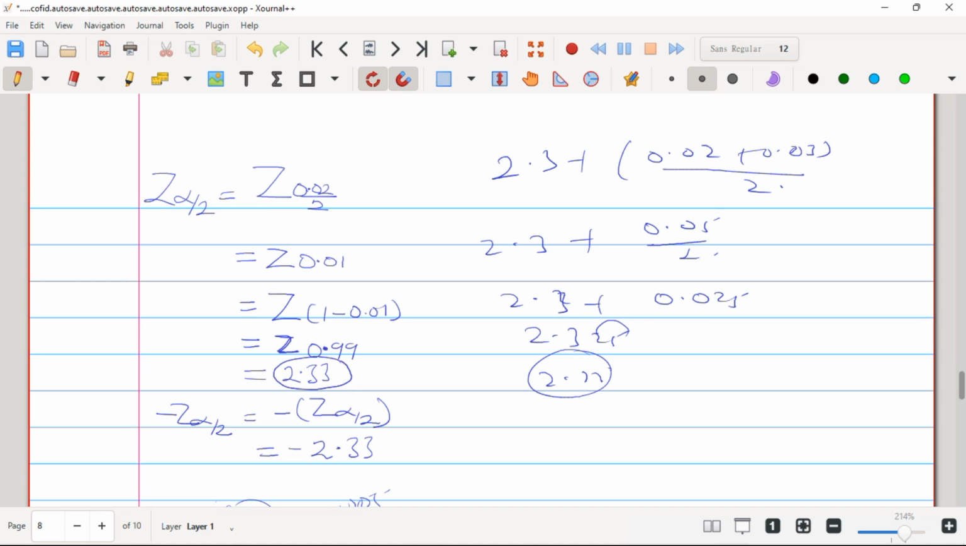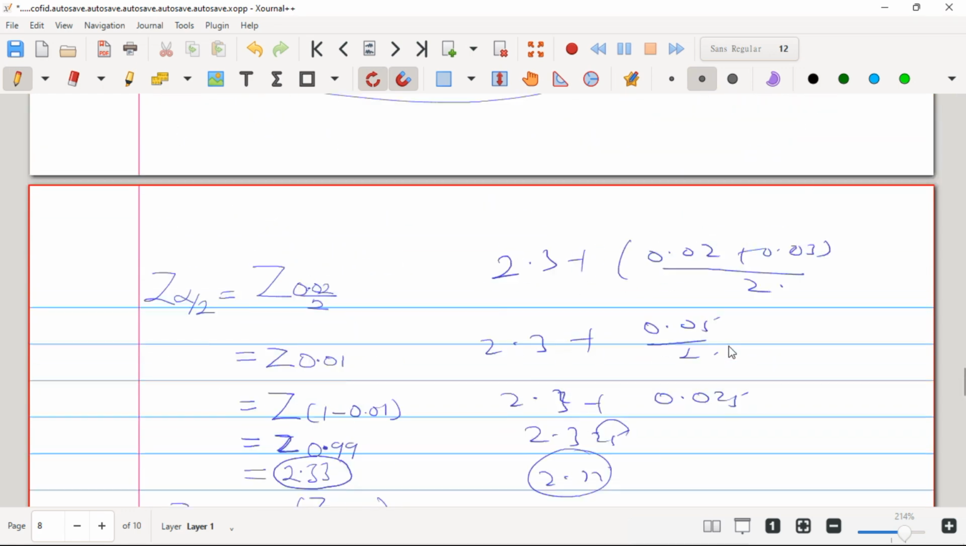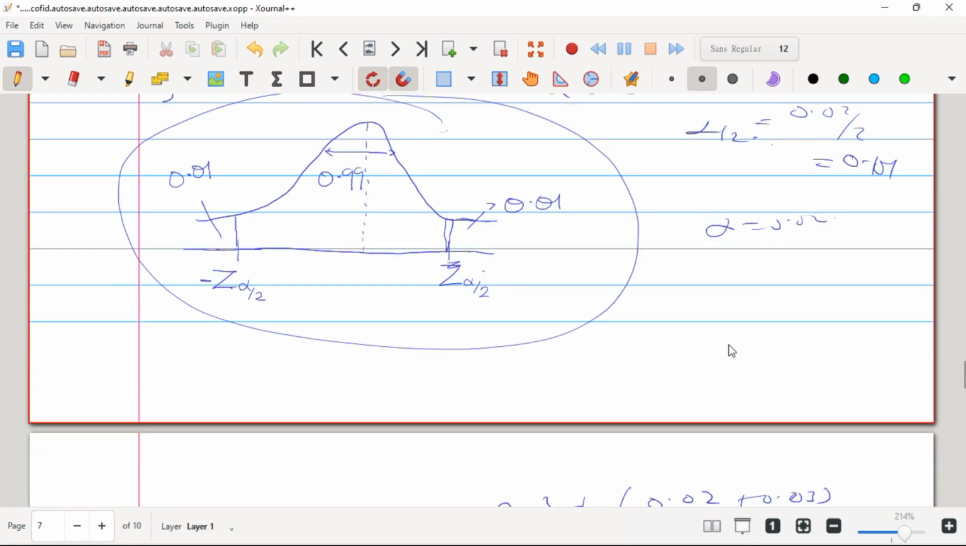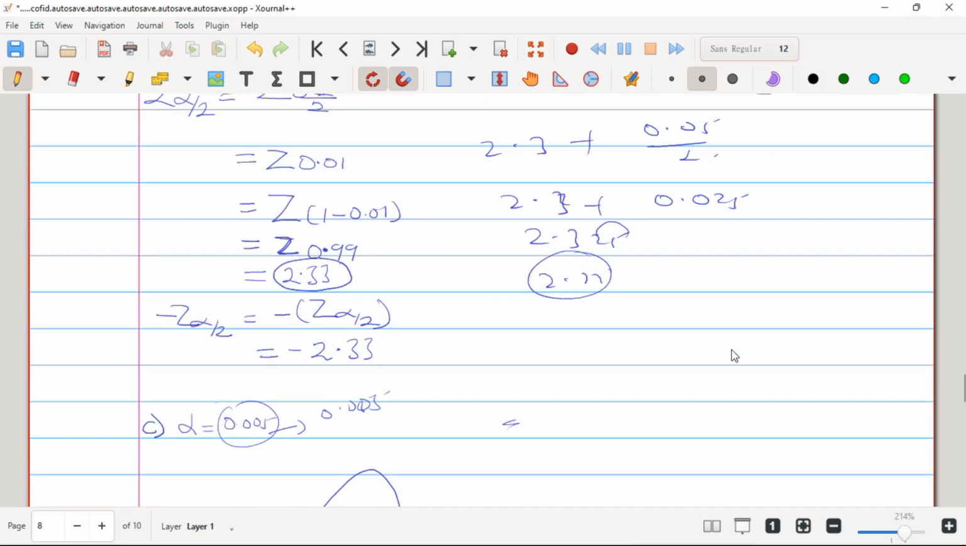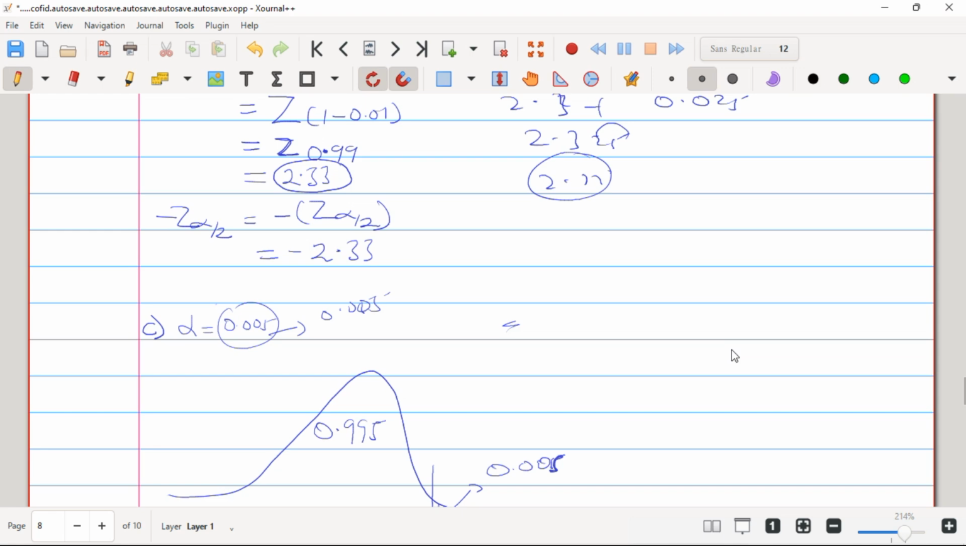If you want the left section, the negative section, we are just going to negate the positive one. So negative z subscript alpha divided by 2 is just the negation of z subscript alpha divided by 2. We are just going to negate our 2.33 to get the negative section. So here we are going to get negative 2.33, and here is going to give us 2.33. So this is how one can find the critical value when it is a two-tailed test.